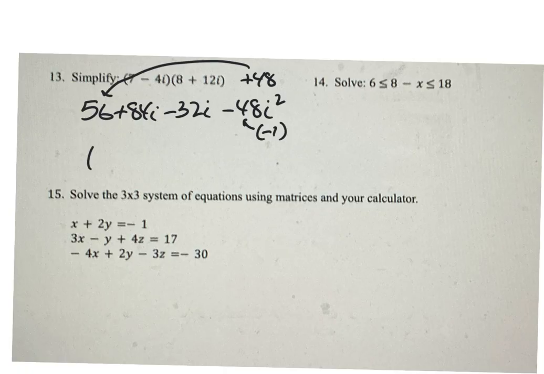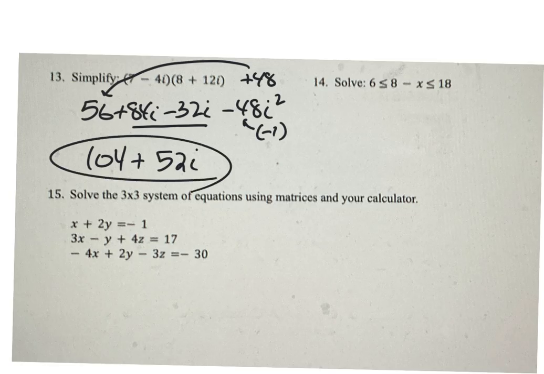So I'm really looking at a positive 48 right there, which I'm going to add to that 56. Everybody knows 56 and 48 is like 104. And then I can combine those two terms in the middle. 84 minus 32i, 52i. There you have it.